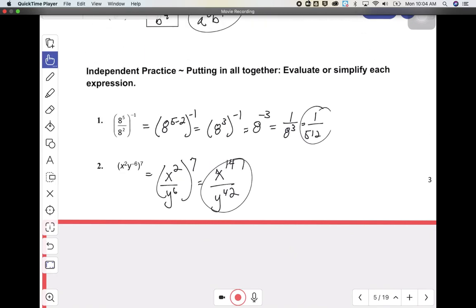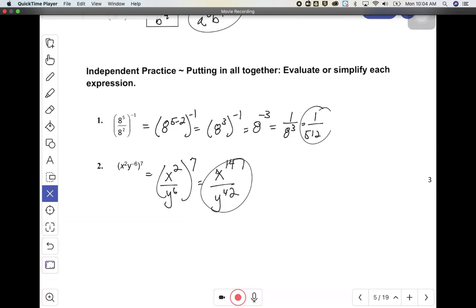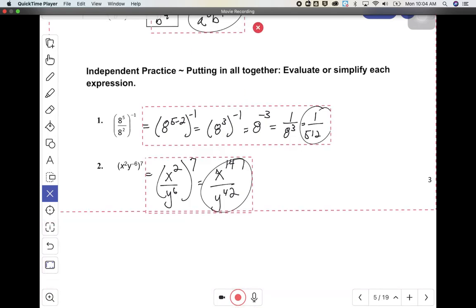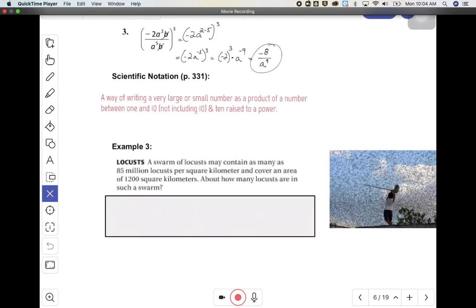I believe that takes care of that page. We have one more on the next page, though. Taking a look at number 3 up there. And then we'll work out a little bit of scientific notation together.